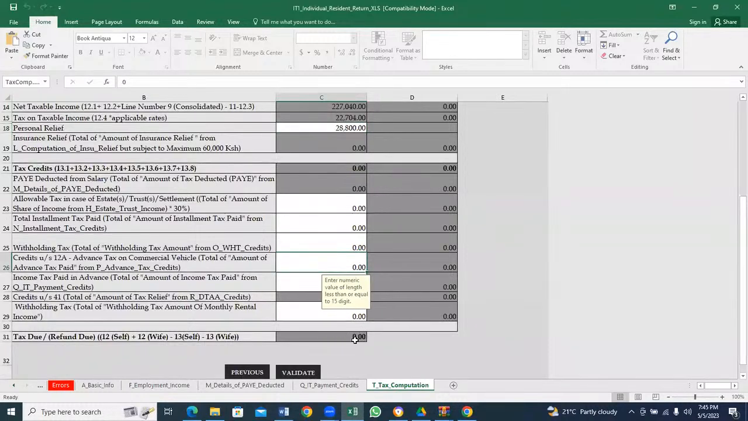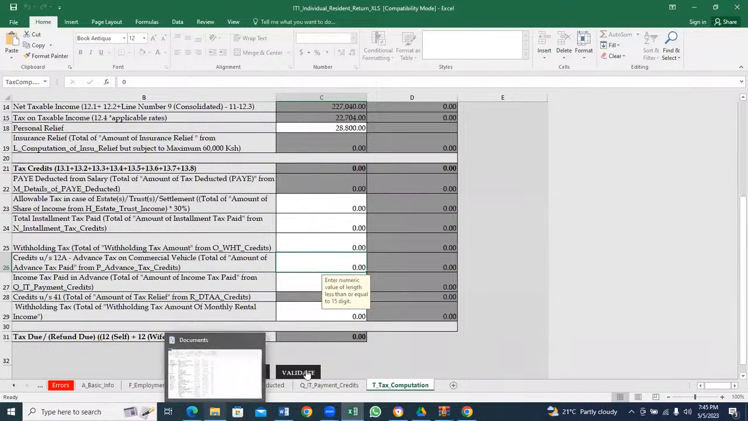Unaona hii return imebalance peke yake mpaka iko 00. Have you seen this one? Umeona imejibalance peke yake na iko 00. Do you see this? Huyu mtu ataitishwa chochote.